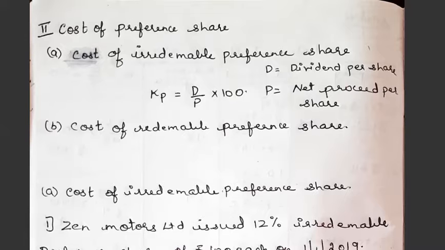So there is a formula to calculate irredeemable preference shares, that is KP is equal to D divided by P into 100. In the formula, D refers to dividend per share, P refers to net proceeds per share. Then we have the second one, cost of redeemable preference shares. I will explain that after finishing the first one. So let us see today the first one, the cost of irredeemable preference shares. Now let us move to the problem.